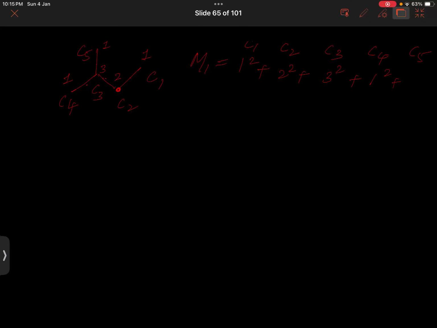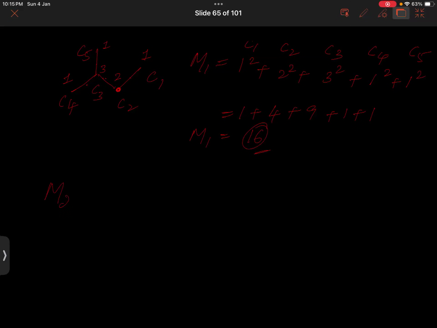Okay, plus C5 degree is 1 square, right? This is M1. So it will be 1 plus 2 squared is 4 plus 3 squared is 9, 3 squared is 9 plus 1 plus 1. So this will be 16, right? So this is 16 for M1.